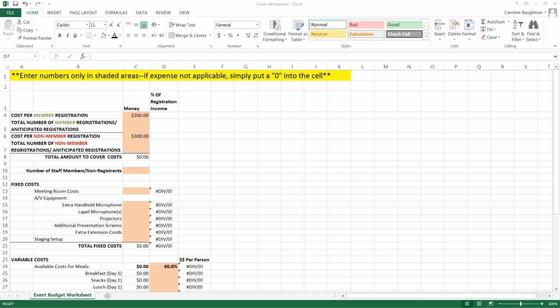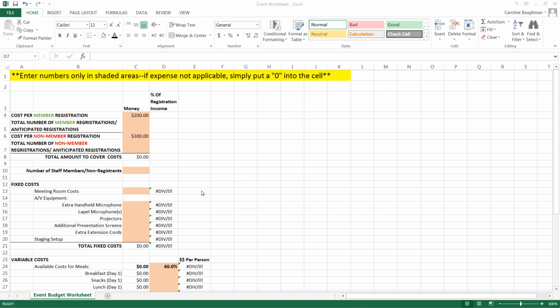Have you ever begun planning an event and just thought, I have no idea how to budget for this? There's so many people coming and I don't want to go over budget. I don't want to lose money on it, but I don't even really know where to start in choosing meals and choosing locations, in knowing what our break-even point is.